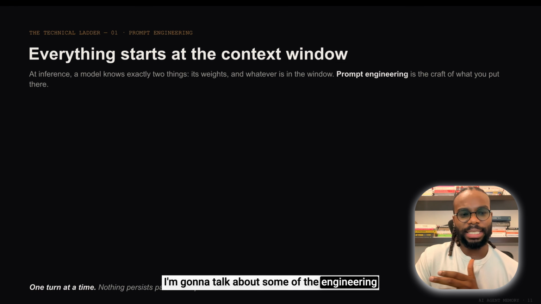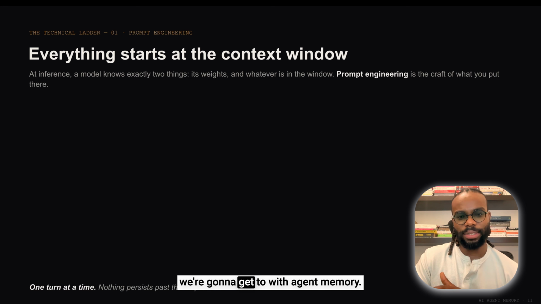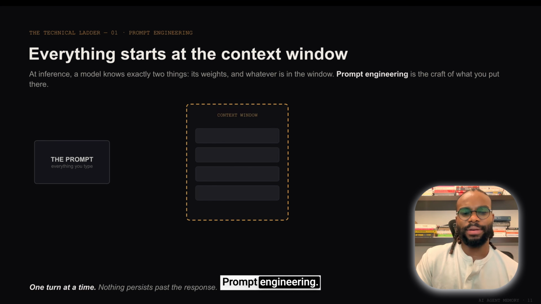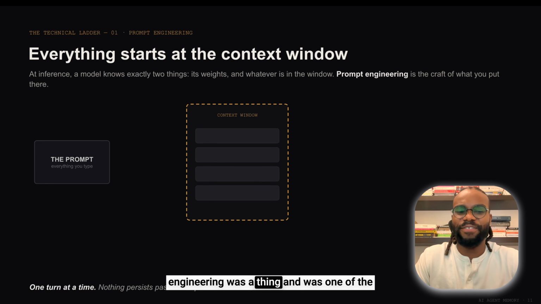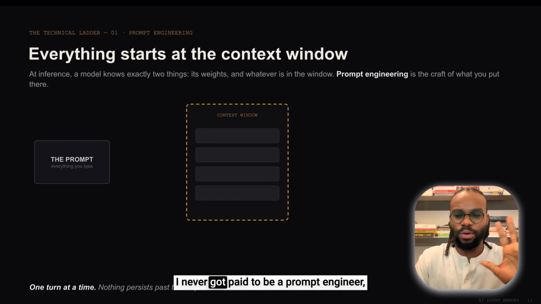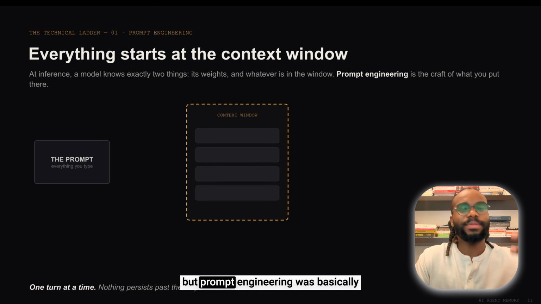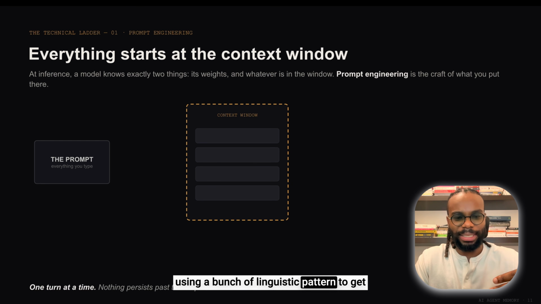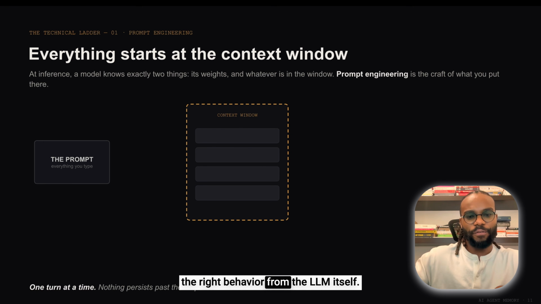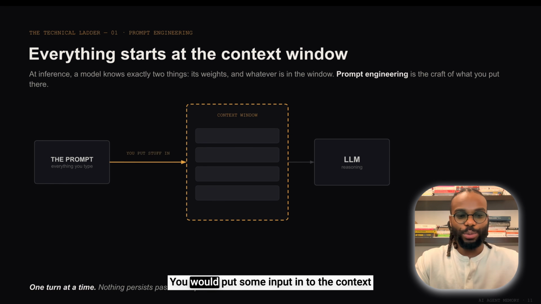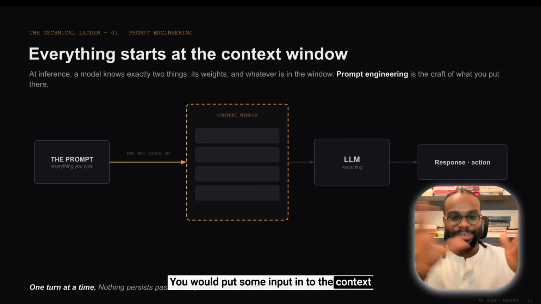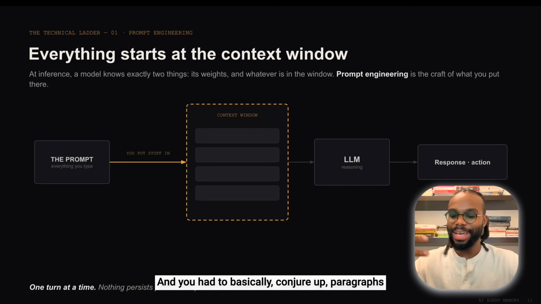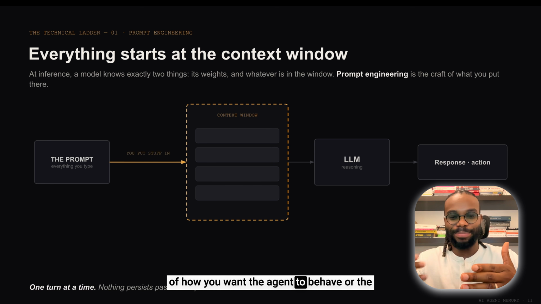I'm going to talk about some of the engineering disciplines because they relate to where we're going with agent memory. Prompt engineering. I don't know if people can remember that. Prompt engineering was a thing and was one of the jobs that people used to pay ridiculous amounts for. I never got paid to be a prompt engineer, but it was basically using a bunch of linguistic patterns to get the right behavior from the LLM itself. You would put some input into the context window of the LLM and get some response. And you had to conjure up paragraphs describing how you want the LLM to behave in constructing its output.